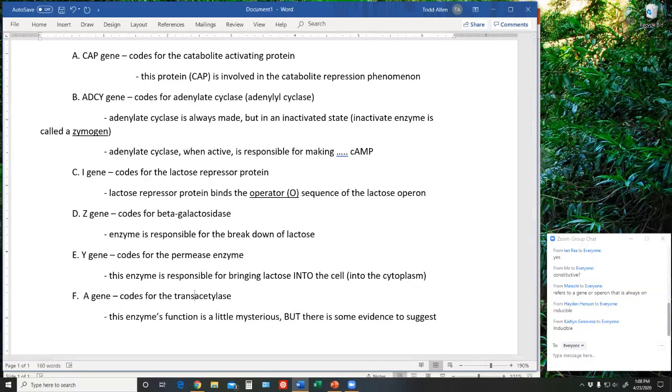So as lactose is broken down chemically, there are some chemical waste products that are thrown out into the cytoplasm. The leading hypothesis at this moment is that the transacetylase's role might be to chemically modify those waste products so that they are not toxic and dangerous to the bacterial cell. So there's some evidence to suggest that this enzyme helps detoxify metabolic waste products produced during the breakdown of lactose.